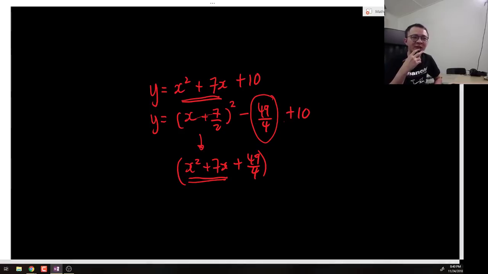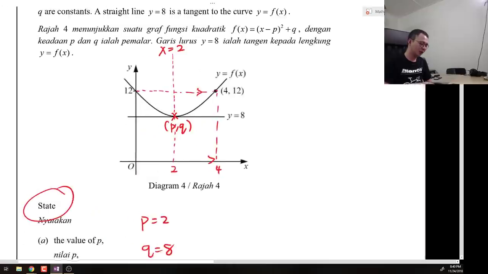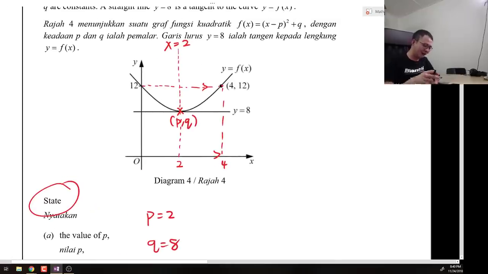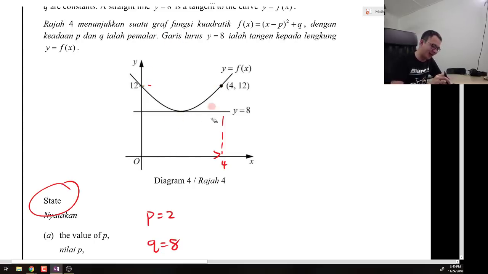The minimum or maximum x value always equals the axis of symmetry. It's equal to the axis of symmetry all the time. Alright, y equals a. There are a lot of students who ask why y equals a. Okay, let me explain.